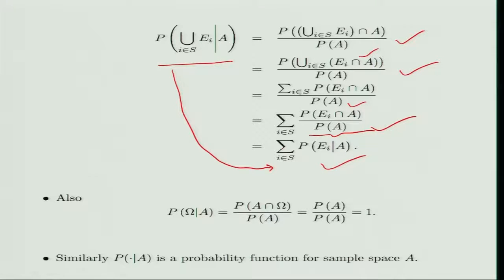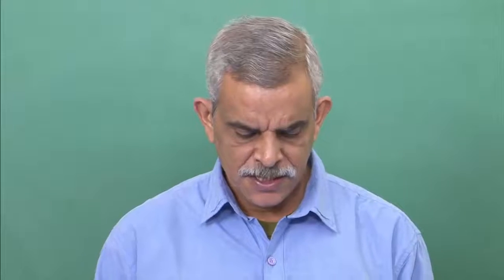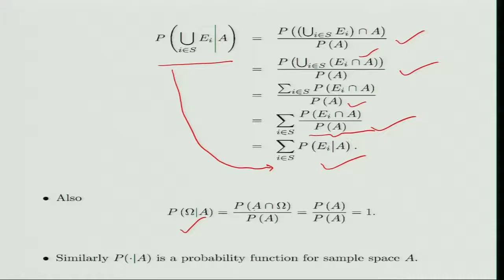Now I have to just verify the third axiom, whether probability of whole omega is 1 or not. So P of omega given A is the same as P of A intersection omega by P of A, but A intersection omega is the same as A, so it is P of A by P of A, which is 1. So it satisfies all three axioms of a probability function, so it is a probability function when your sample space is omega. Even when the sample space was A, the countable additivity proof would be exactly the same. Non-negativity follows exactly the same way. P of A given A would be P of A intersection A by P of A, but A intersection A is the same as A, so here you get the same thing, P of A by P of A, which is 1.